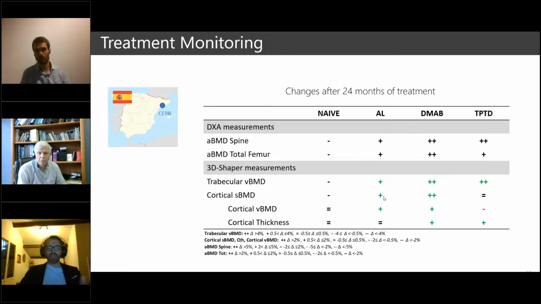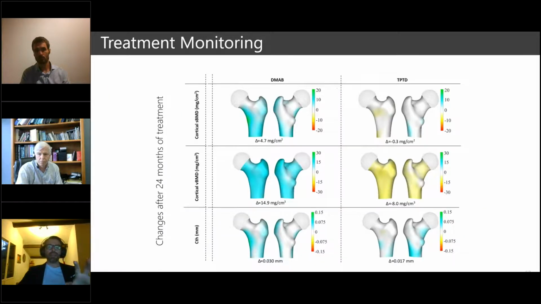What is really interesting is that when you go to teriparatide, considering this combined parameter, we see almost no changes. But this absence of change is linked to an increase of the thickness concomitant with a small decrease of the cortical volumetric density. Here you can see the 3D mapping of these cortical parameters for denosumab and teriparatide.